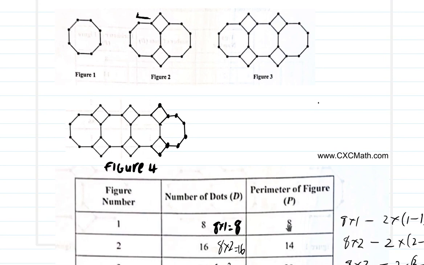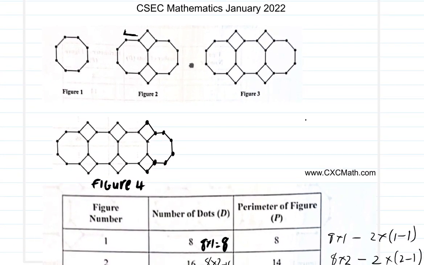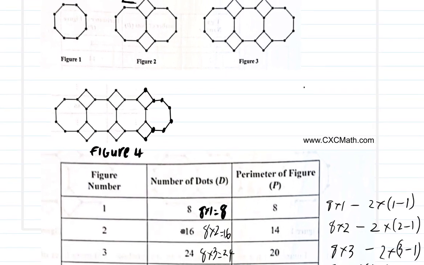Now, it seems as if each time you add the next figure, how many dots do you have added? You have 1, 2, 3, 4, 5, 6, 7, 8 dots. You add 8 more dots.